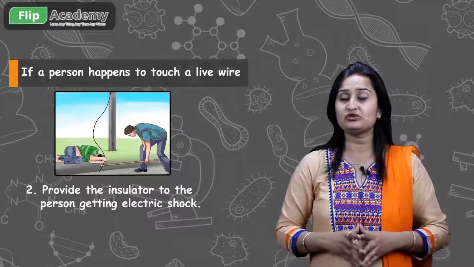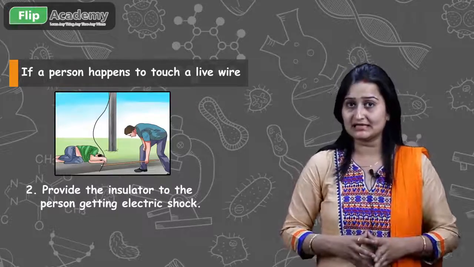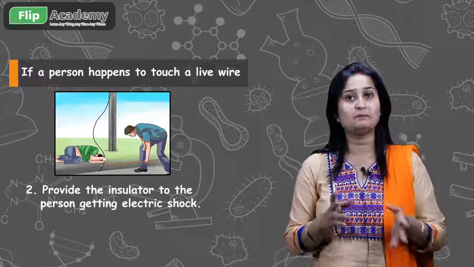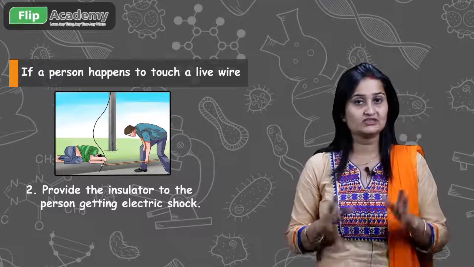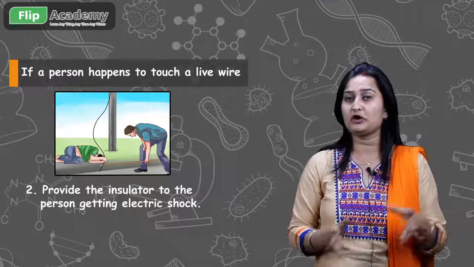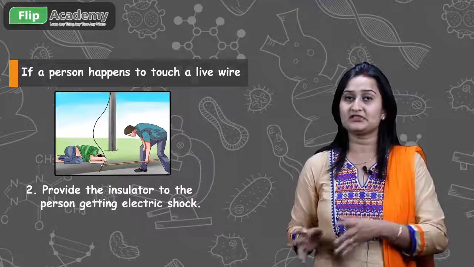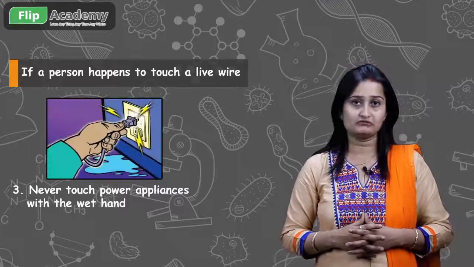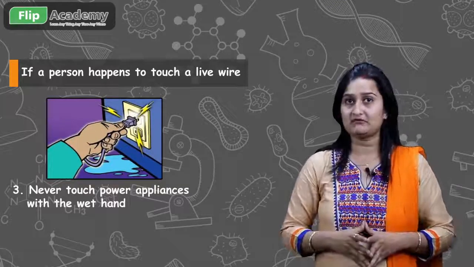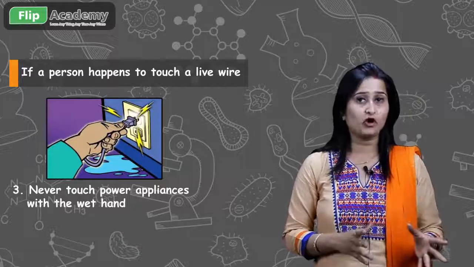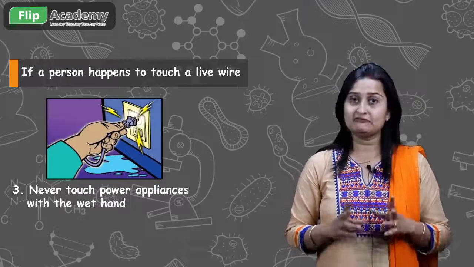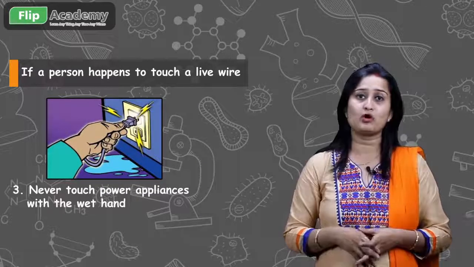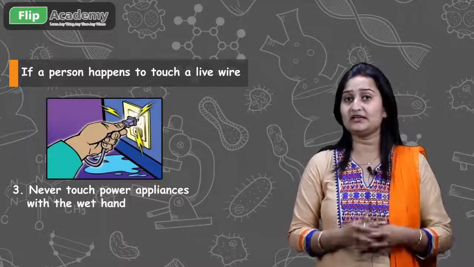Second, if a person happens to touch a live wire and you cannot reach any main switch, then you need to provide an insulator, like wood, plastic, rubber, etc. This insulator stops the flow of current from the human body to the earth's surface, and thus the person can be prevented from getting an electric shock. The third important precaution is that you should never touch any heavy power appliance with a wet hand. Water is a good conductor of electricity. If you bring your wet hand in contact with any electrical appliance, then the current passes through your body and completes the circuit. In that condition, you will get a heavy electric shock.